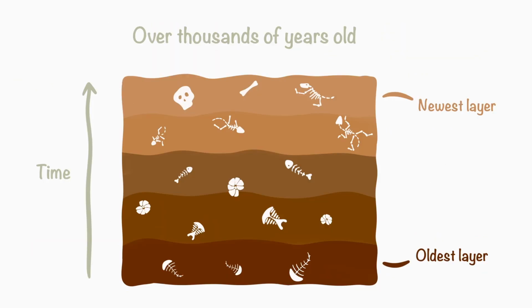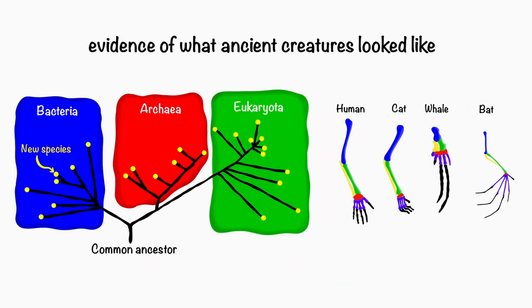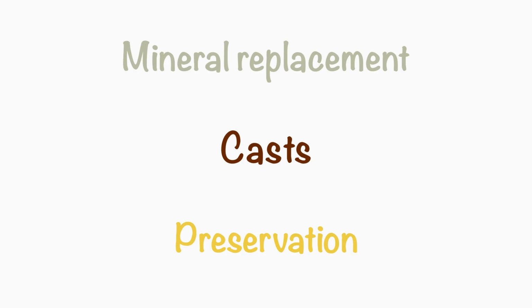Fossils are the preserved remains or traces of organisms that lived long ago. They're typically found embedded in rock and can be millions of years old. Fossils are incredibly valuable to scientists because they provide evidence of what ancient creatures looked like and how they've evolved over time. They help us piece together the history of life on Earth. There are three main ways that fossils can form. Let's take a look at each of these processes.